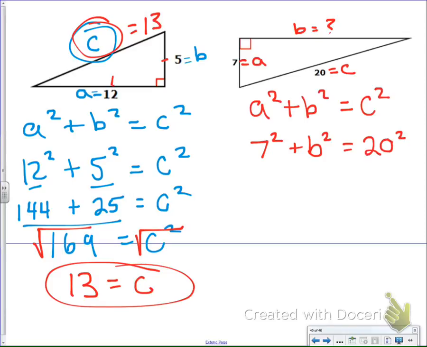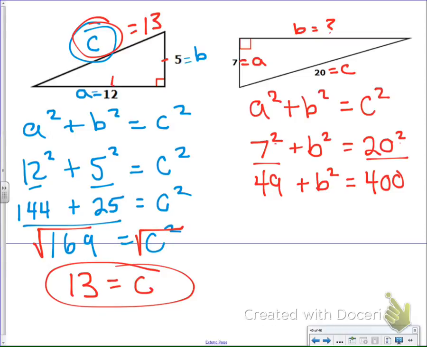So all I did is I took the numbers that I know and plugged them right into my formula, substituting the numbers in for the letters that I have. And notice you have to keep those squares. Okay, again, I can go ahead and take care of the squares that I know. 7 squared I know is 49 plus b squared, I don't know what it is, so it stays there. And 20 squared is 400.